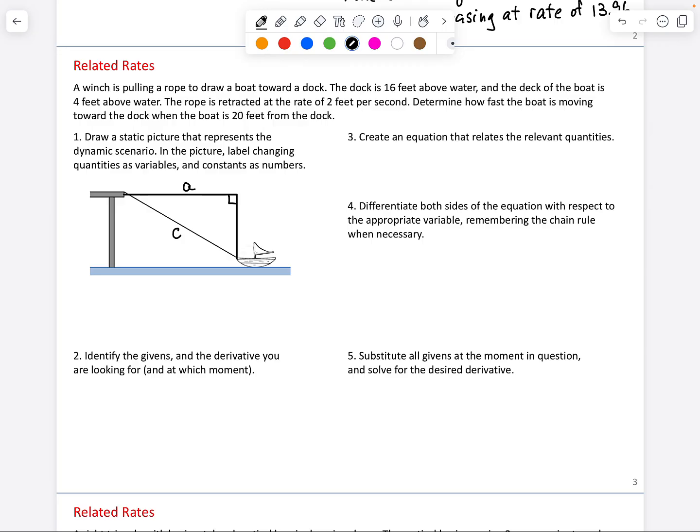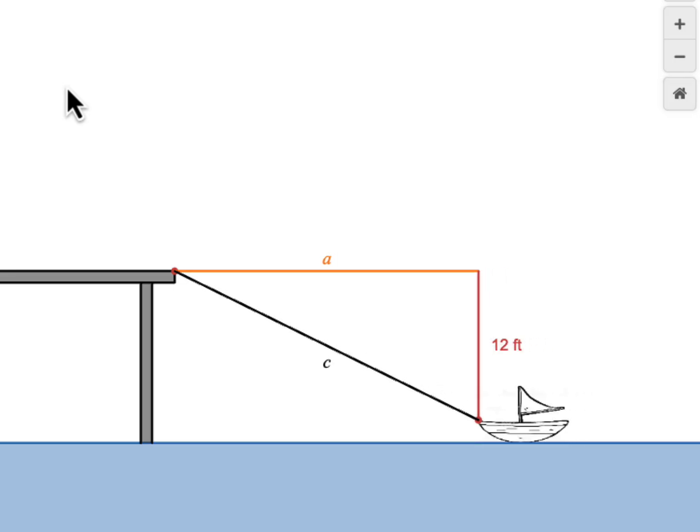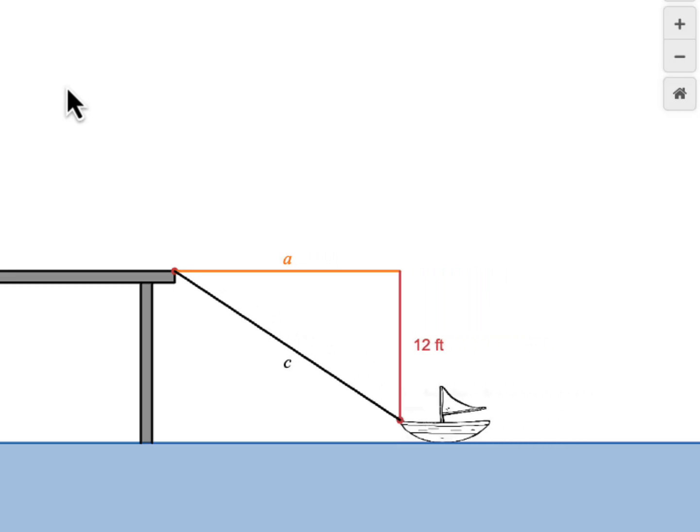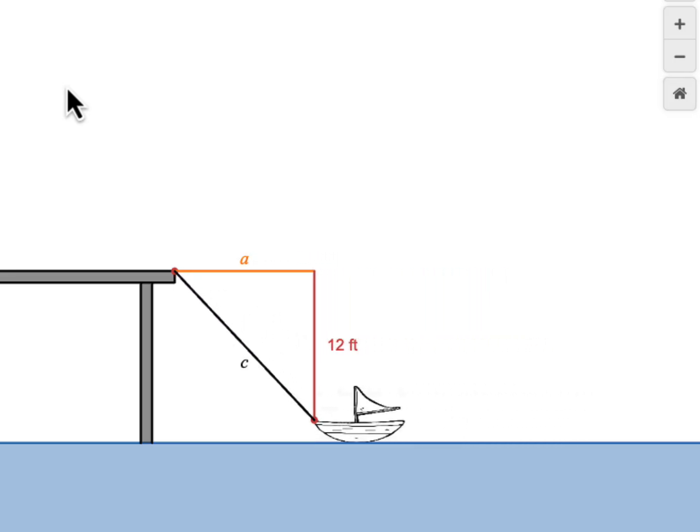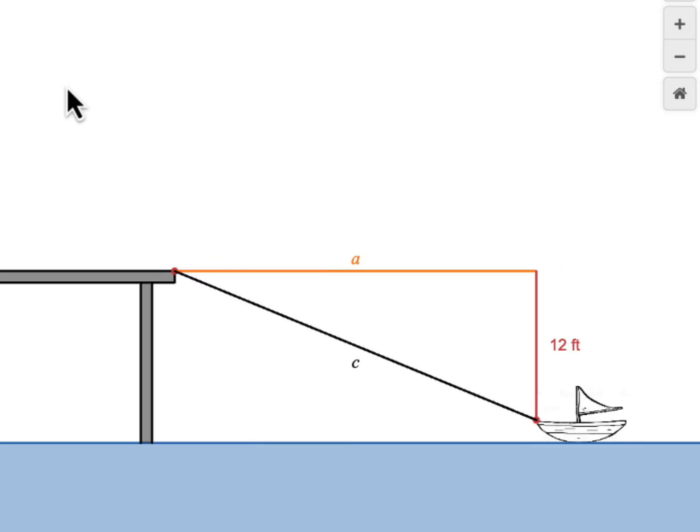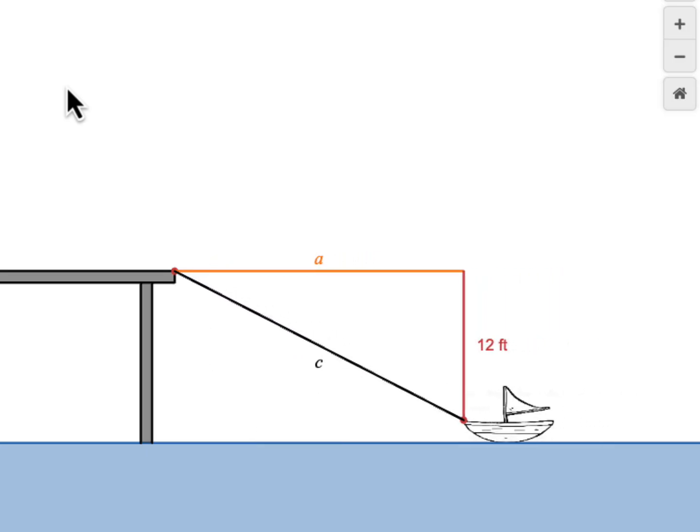We have to determine what that constant is. Now we're told that dock to water is 16 feet, but the deck of the boat, where the rope is attached, to the water is 4 feet. So the deck of the boat up to the dock would be a steady 12 feet. So in our dynamic image, you want to imagine this labeling, where the red length is 12 feet always, but A and C are changing. Now most of the dynamic imagery you must imagine when you're setting up problems like this.